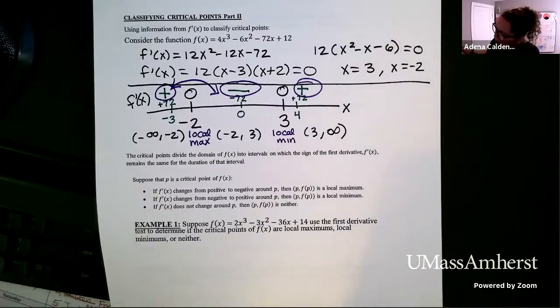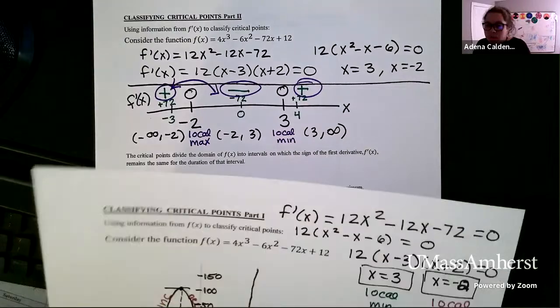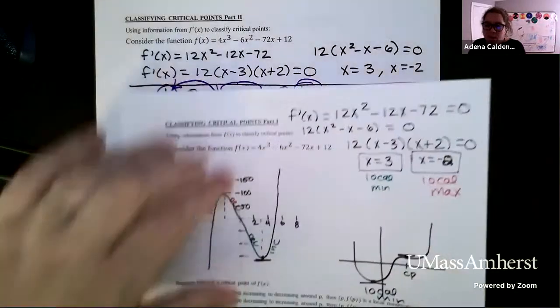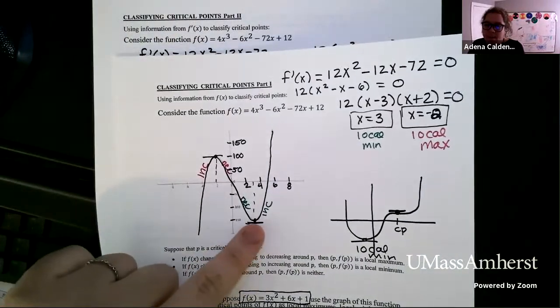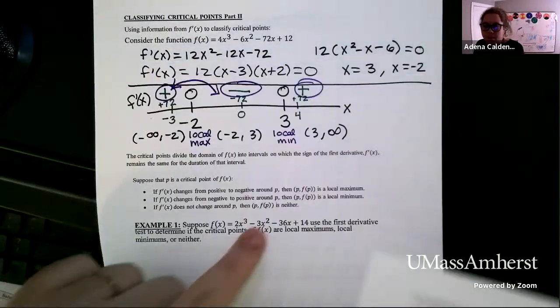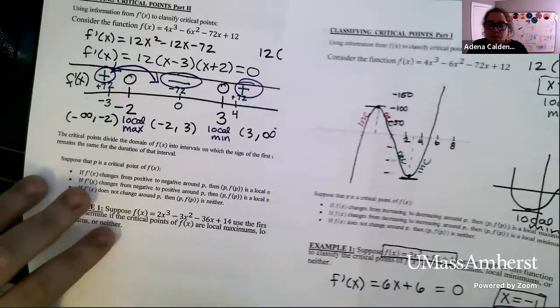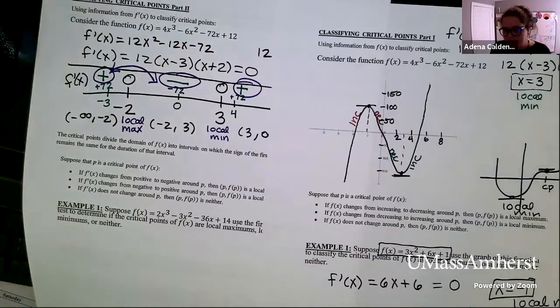And what I want to remind you, let me find the picture here, is that this agrees with what we did before, right? At 3, we had a minimum. At -2, we had a maximum, right? At 3, we have a minimum. At -2, we have a maximum. These are 2 different tests to get the same information.